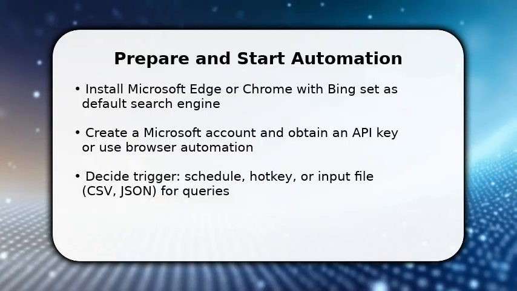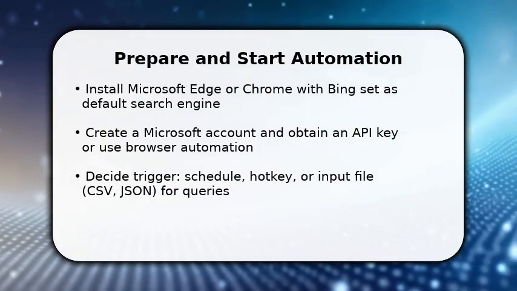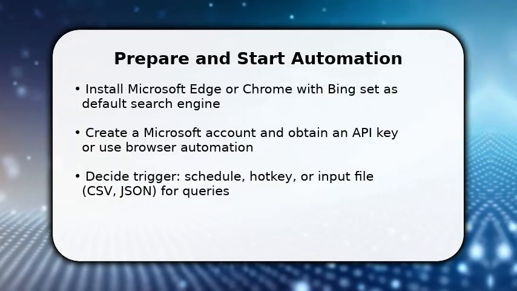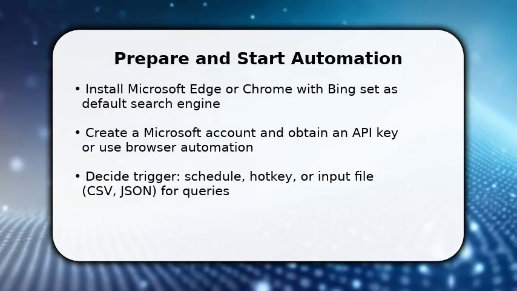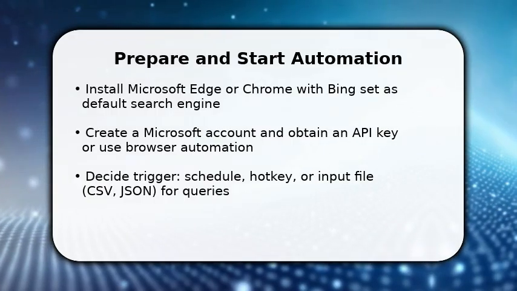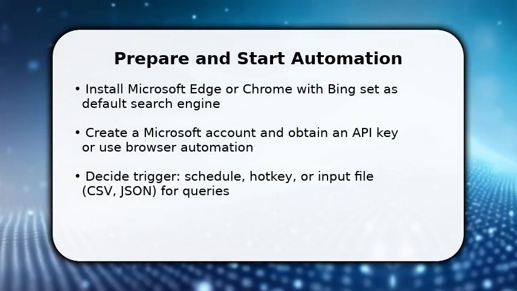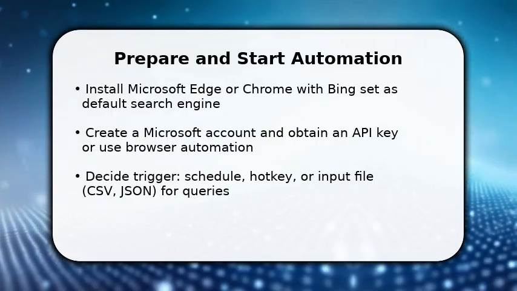You begin by confirming prerequisites: a browser with Bing default and a Microsoft account for API access or permissions. Next, choose your trigger, schedule, hotkey, or input file, because triggers define flow and frequency. Once done, install a lightweight automation tool such as Power Automate Desktop or a browser extension. These let you send queries and parse results.